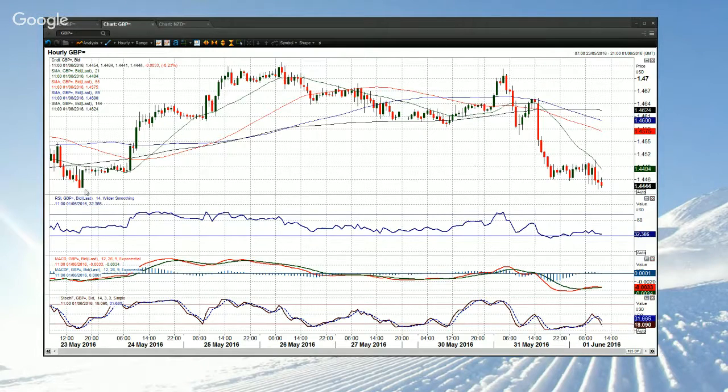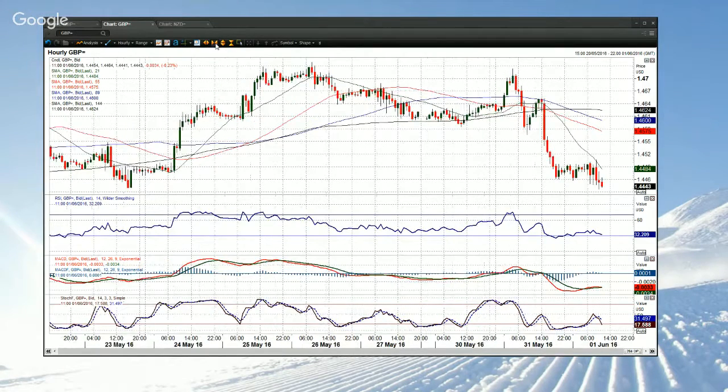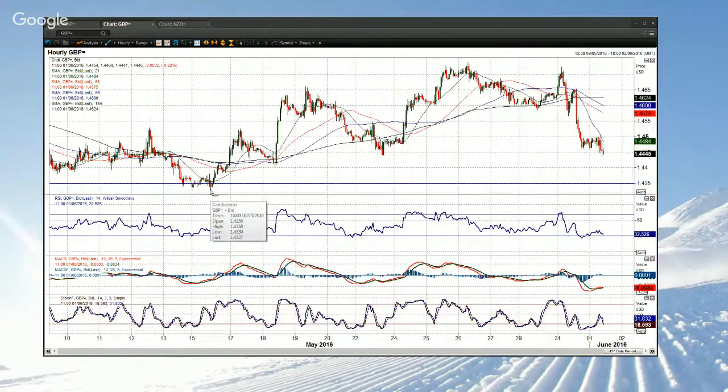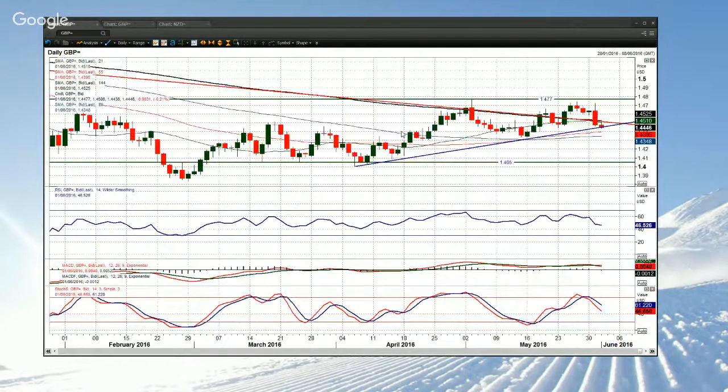But as I said, 44.40, which is that reaction low from the 23rd of May, is the big level. 43.30 is the key reaction low from May, which is that big May low. That would be the real support that if that were to be broken, then you're going to be back at the 140 figure again.